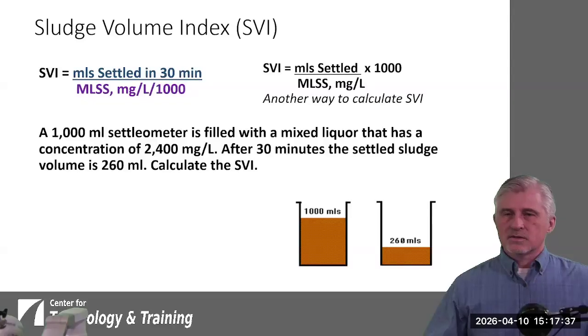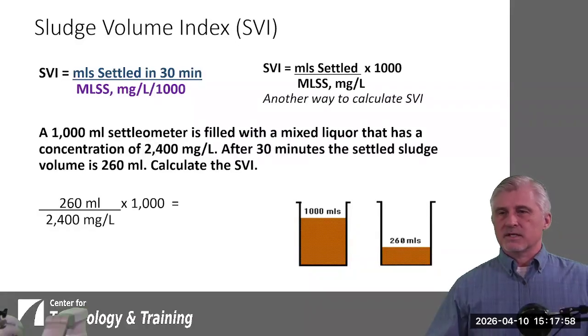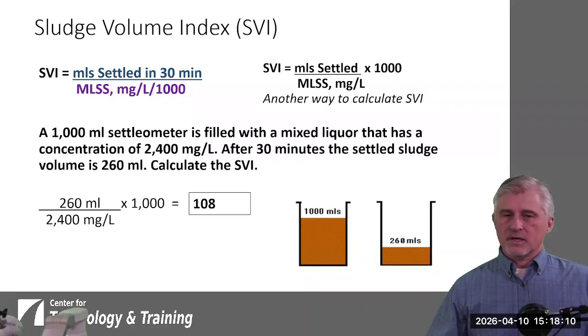All right. So if we were to calculate that, we started here. This is a visual to show that we started with 1,000 milliliters and we ended up with 260 at the end. So we take our 260, we divide it by the concentration of our mixed liquor suspended solids of 2,400 parts per million, and we multiply that by 1,000, and we get 108.